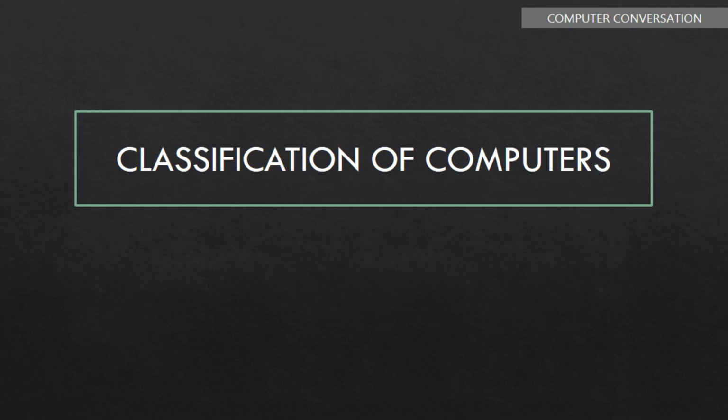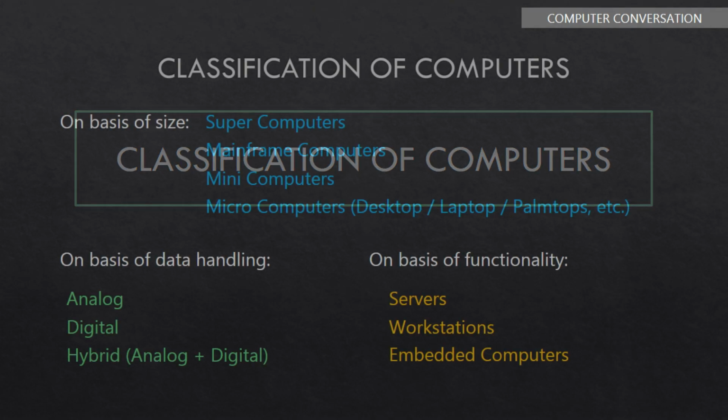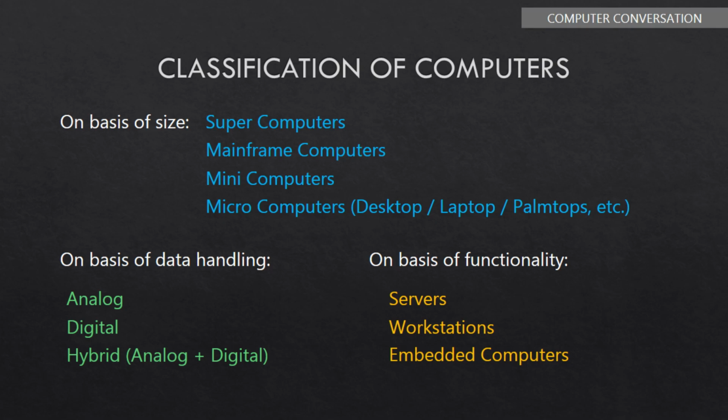Now let's move on to the classification of computers. On the basis of size, these can be classified as supercomputers, mainframe computers, mini computers and microcomputers like desktop or laptop. Of these, the supercomputer has the highest size. On the basis of how data is handled, these can be analog, digital and hybrid, that is mixture of analog and digital computers. On basis of functionality, these can be servers, workstations and embedded computers.